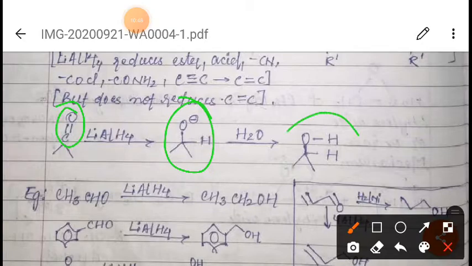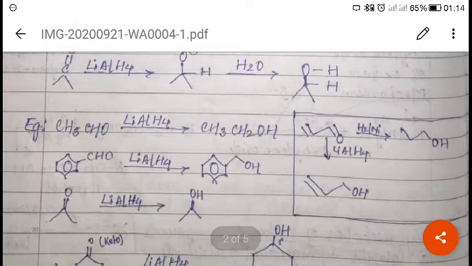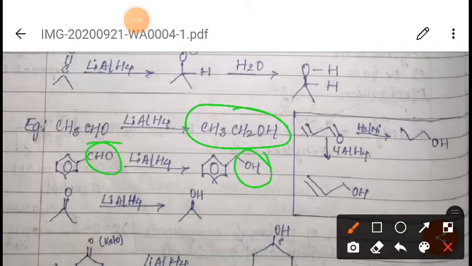First of all, on further hydrolysis we will get OH. Some examples are given, as you can see, with LiAlH4. So it is reducing this. Here also it is reducing this COH. It is reducing aldehyde into alcohol. Again it is reducing ketone into alcohol.